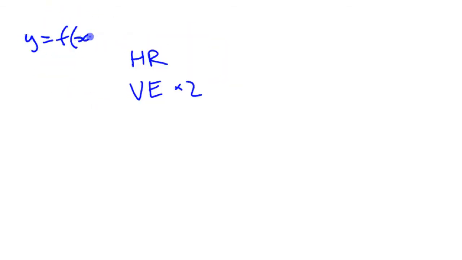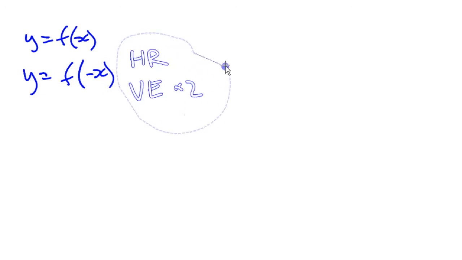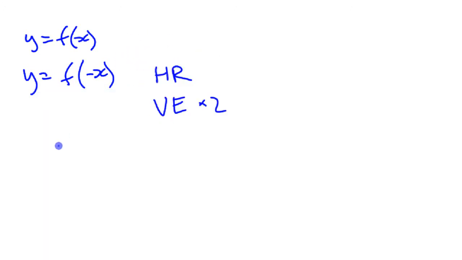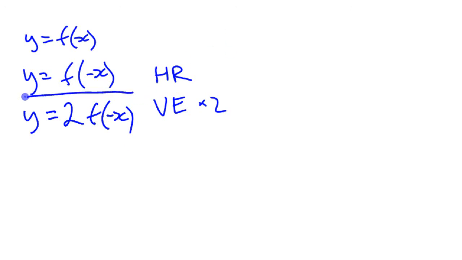So we started with y equals f of x. We then took that and we did the horizontal reflection. So we got f of negative x. That was our first change we made. And then we did the vertical expansion. Vertical expansion, we could put the 2 out in front like that, or we could have put it on the other side, but we'll stick with this side for today. So we end up with this as our final function.